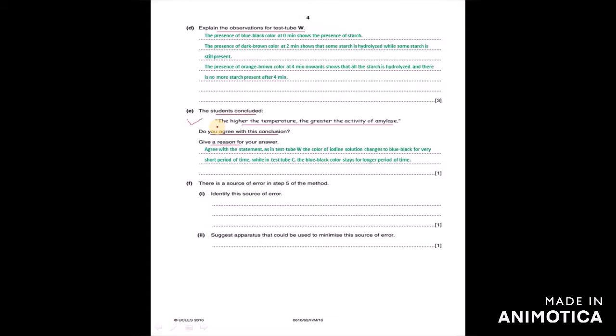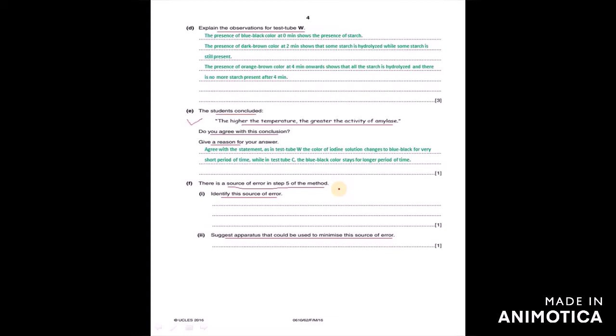Okay, the next question. There is a source of error in step number 5 of the method. Identify this source of error, and the next one is suggest apparatus that could be used to minimize this source of error. Alright, so what is step number 5? The student added 10 drops of amylase.